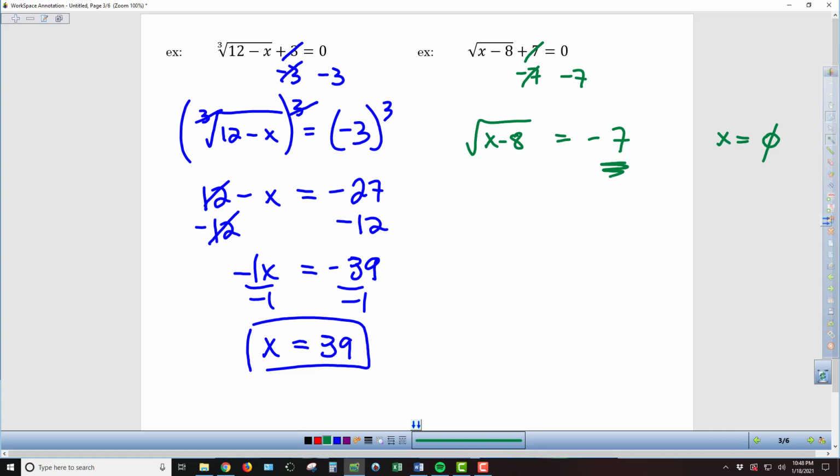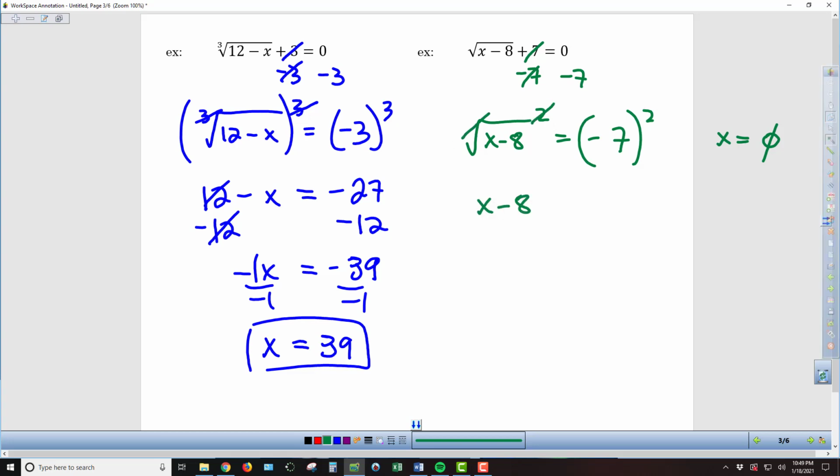I'm going to go ahead and demonstrate that, but if you catch yourself at this point seeing that you have a root, a square root or a fourth root or a sixth root, equal to a negative, you can stop right there and automatically put no solution. But let's see what happens if we didn't stop there. So right now I would square both sides. So I'd square both sides of the problem. So the square root and the square would cancel each other out.